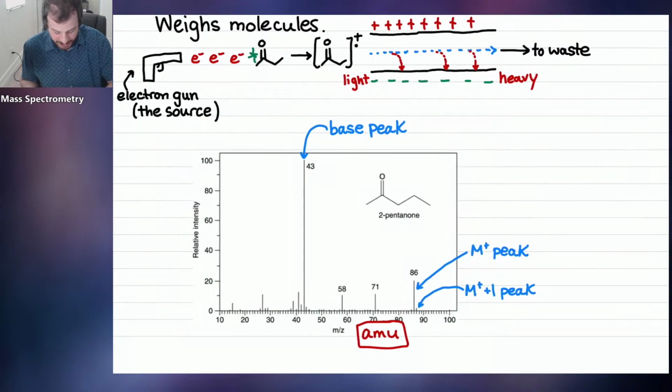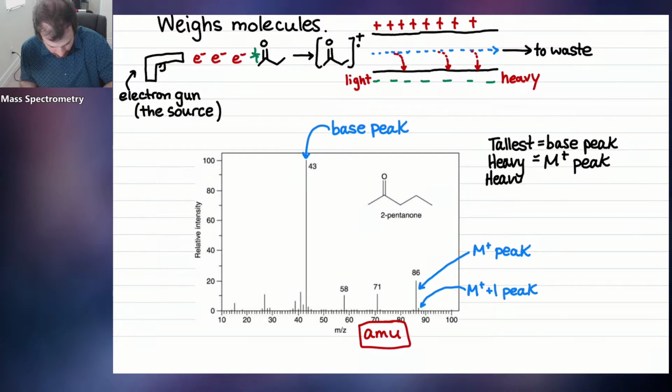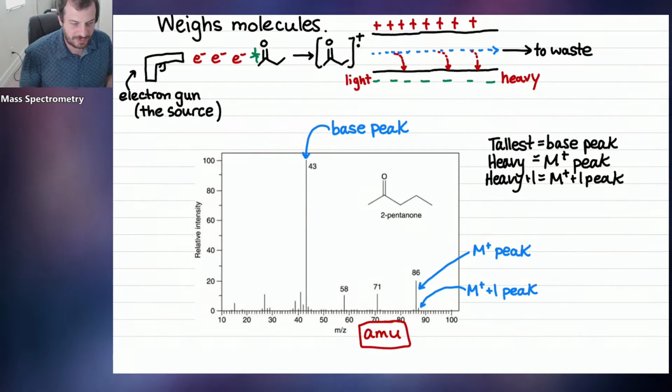Okay, so let me just sort of define these terms over here. So tallest equals base peak. Heavy peak, that is the peak way to the right, is called the M plus peak. And heavy plus 1 is the M plus 1 peak. And these things all tell us a slightly different story. The heavy peak, the M plus peak, is sometimes called the parent ion, and that tells you the molecular weight.